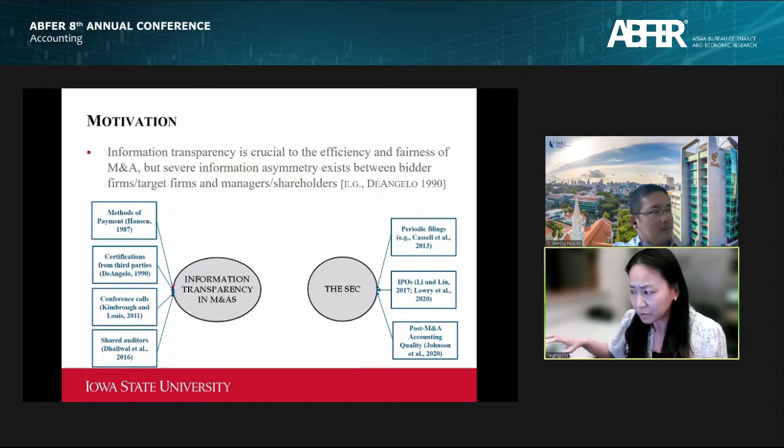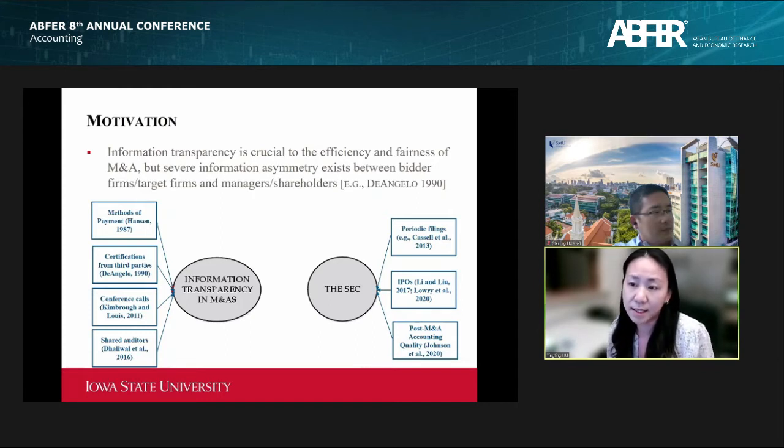But the SEC, as an external regulator, plays a very different role. The role of the SEC in the setting of comment letters has been investigated, but mainly on periodic filings like 10-Ks or annual reports. Recently, a few studies look at the SEC review process, like comment letters issued on transaction filings like IPOs. This concurrent paper by Johnson et al. 2020 is one of the few studies looking at the M&A filing review process, but they focus on how the review process affects post-merger accounting quality. What we do is focus on how the SEC review process affects the M&A process and ultimately the M&A outcomes.